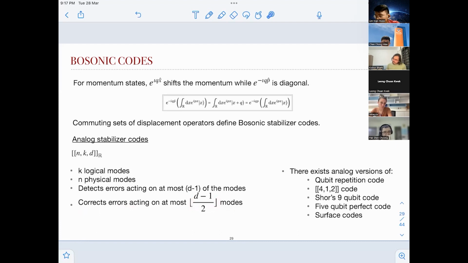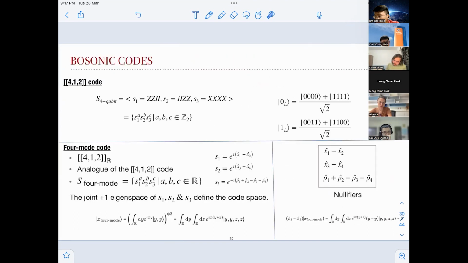There exist analog versions of the qubit repetition code, the 4-1-2 code, Shor's 9 qubit code, the 5-1-3 code, surface codes, and many of them. Many of them have not been explored, and I think that's where there is a good opportunity to explore. So let's first discuss how to look for the 4-1-2 code. We will look at the example of the 4-1-2 code.